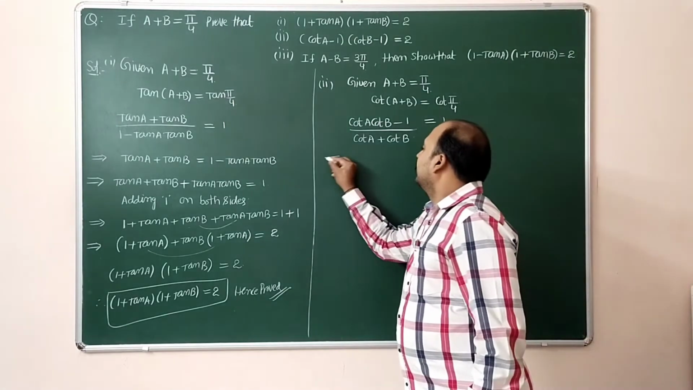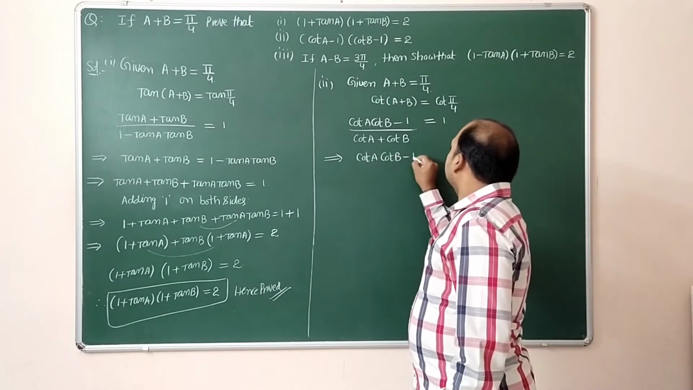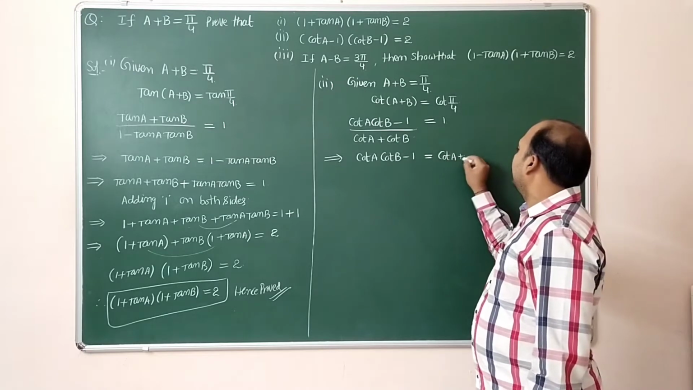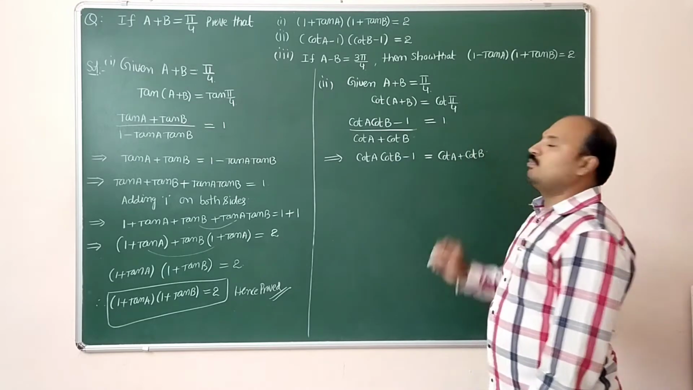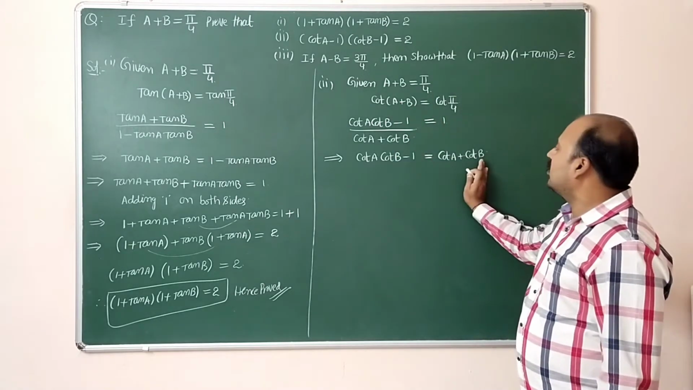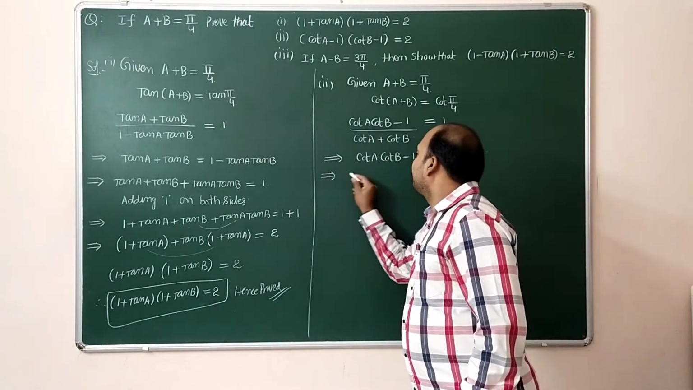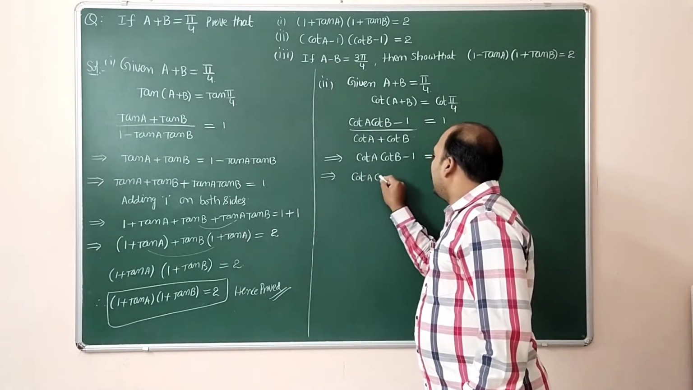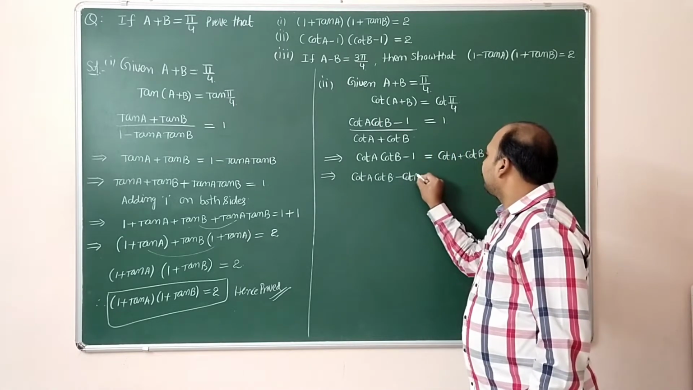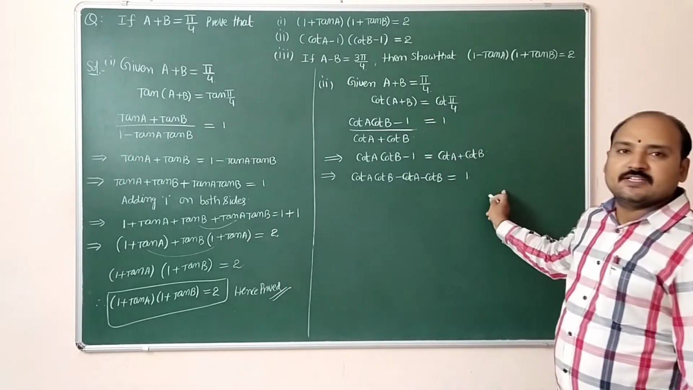Cross multiply: cot a cot b minus 1 equals 1 into this value, so cot a plus cot b. Minus 1 I am taking to the RHS, and cot a plus cot b I am taking to the LHS. Therefore cot a cot b, minus cot a minus cot b is equal to plus 1. Minus 1 we are taking to this side.